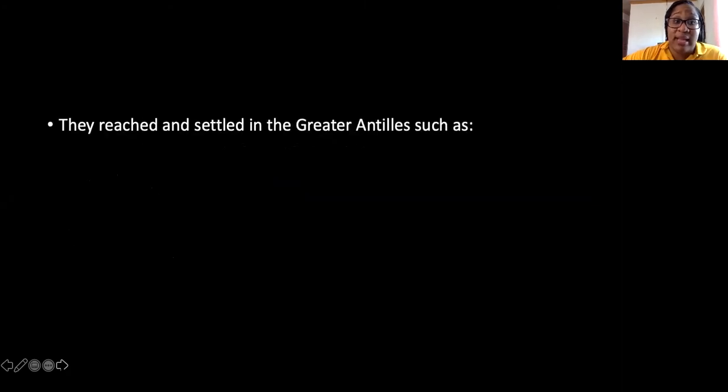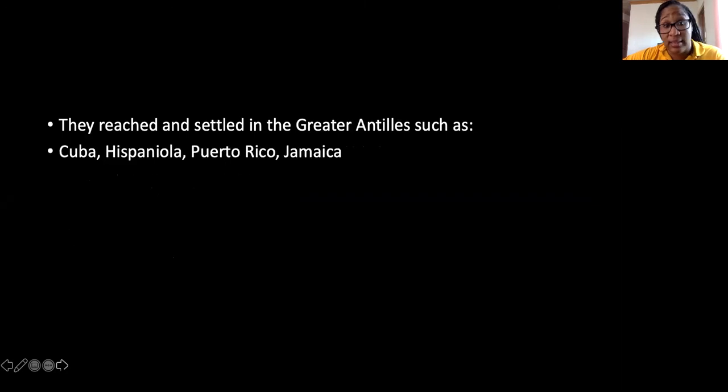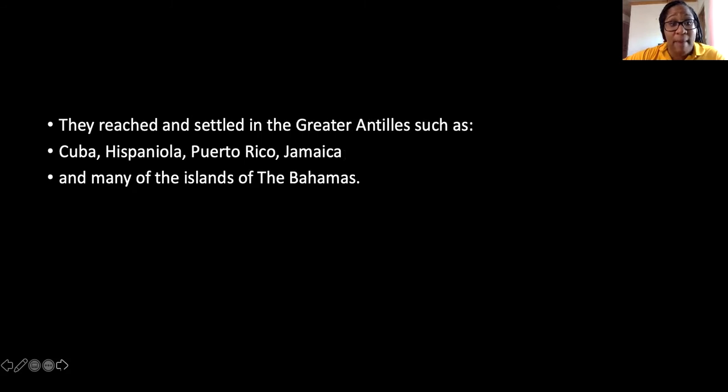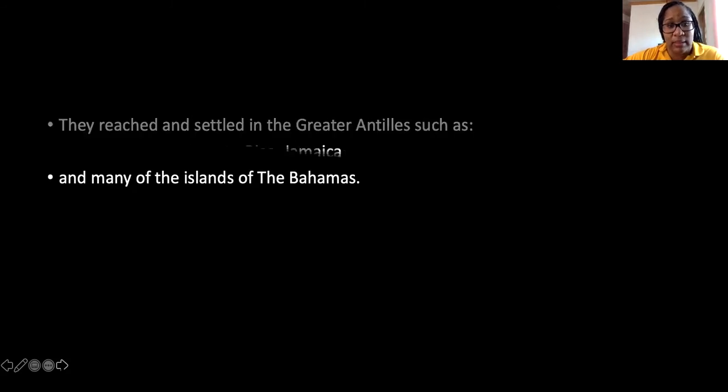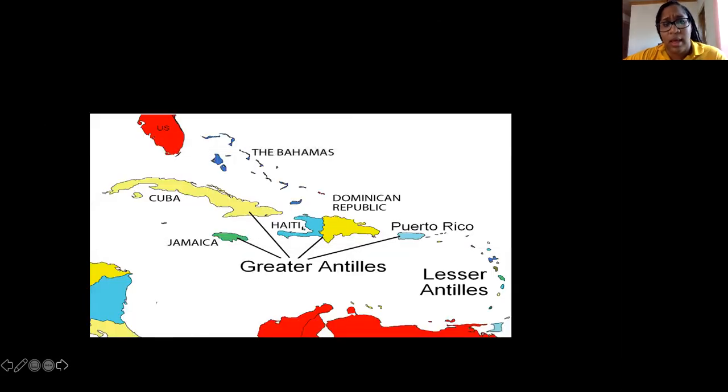So they then reached and settled in the Greater Antilles, Cuba, Hispaniola, Puerto Rico, Jamaica, and many of the islands in the Bahamas. Okay? So you can see that these are some of the islands that they then settled in, the Greater Antilles, after they were so tired of the Caribs, the Kalinagos attacking them, following them, always wanting to go to war. They then settled here. Here's a map of the Greater Antilles, and you guys know each and every one of these islands.